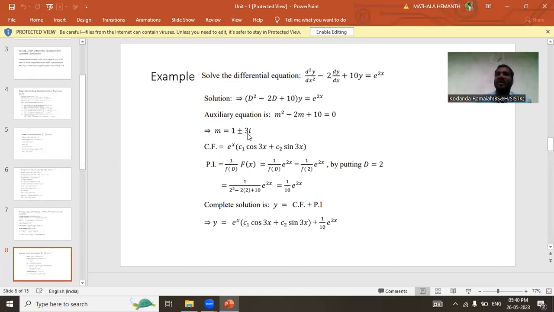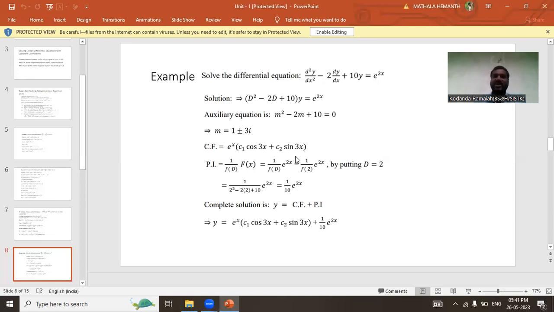We use the formula minus b plus or minus root of b square minus 4ac by 2a, substitute the values and simplify. M equals 1 plus or minus 3i, which is in the form alpha plus or minus i beta. So the complementary function is e power alpha x into c1 cos beta x plus c2 sin beta x. Here alpha is 1 and beta is 3, so it can be written as e power x into c1 cos 3x plus c2 sin 3x. This is the complementary function of the given problem.